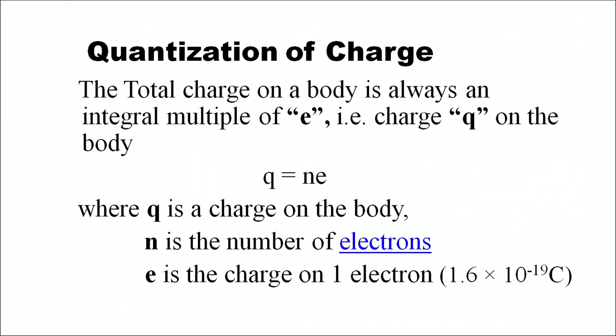So, mathematically we can say that if the charge on the body is q and n is the number of electrons and e is the charge on one electron, this can be written in the form of an equation: q = ne, where n can take values 0, ±1, ±2, ±3 and so on. e is the charge on an electron and it has a value of 1.6 × 10^-19 coulomb. Today we have discussed the properties of electric charge in detail. Thank you.